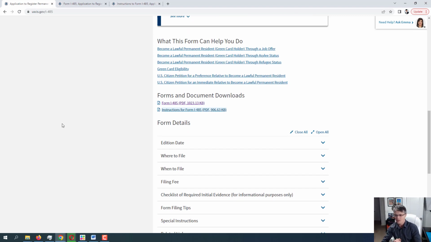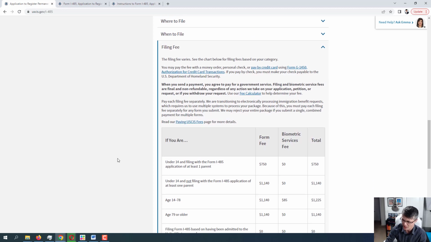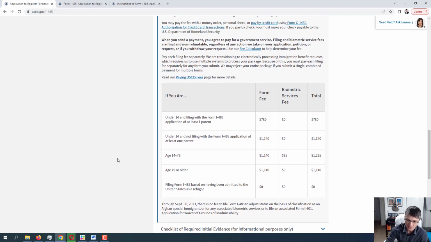Okay, so let's talk about a few things. Like I said, filing fee. It is a pretty expensive application, depending on who you are and which age and the category that you fall in. The form gets pretty expensive, starting from $750 and then going all the way up to $1,140. All right. Now, there's an exception. If you're filing form I-485 based on having been admitted to the United States as a refugee, it's $0.